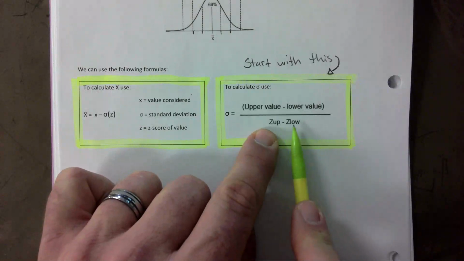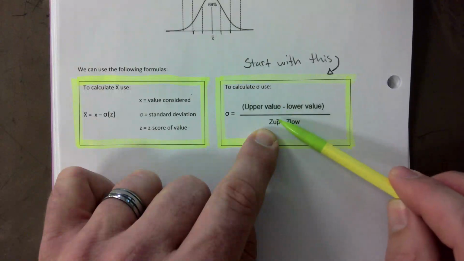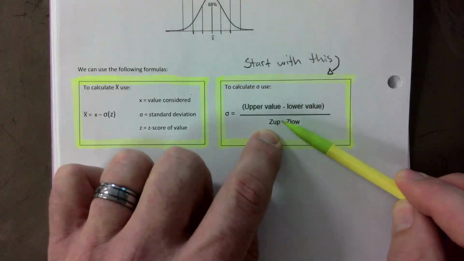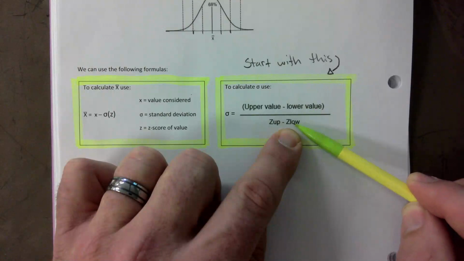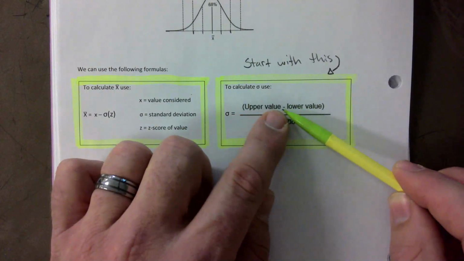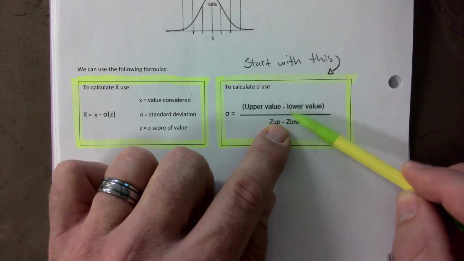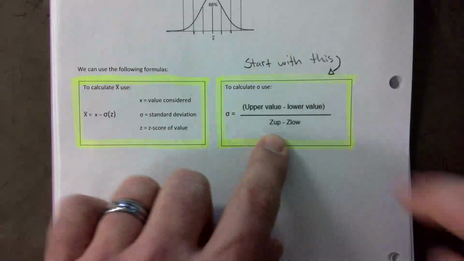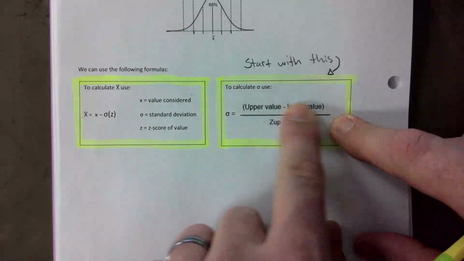What does Z up and Z low mean? Z score for the upper value, right? Because every value has its Z score. And Z low is the Z score that belongs to the lower value. So we subtract those two things. We subtract their Z scores, and then we divide. And that's how we find the standard deviation. Okay, I'm trying to explain this one to you. I made this one up, right? So full disclosure, no textbook will show you this one.